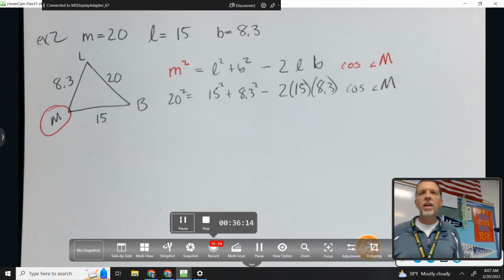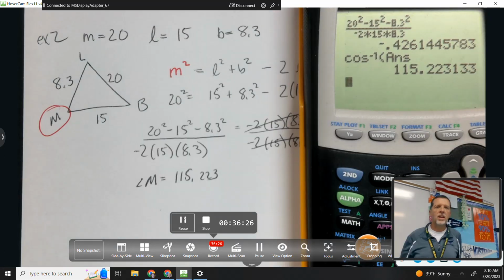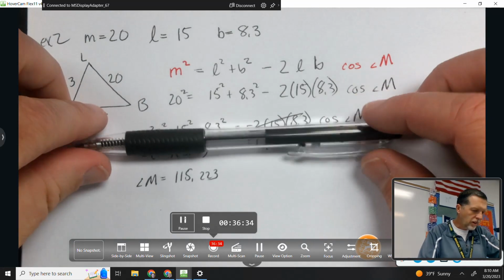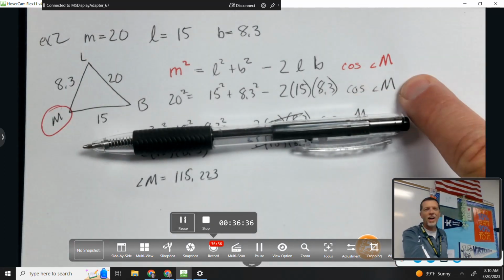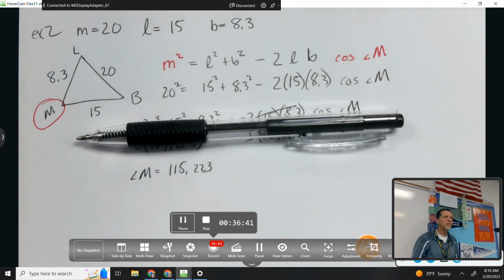Alright, algebra. I'm going to press pause. You see if you can find angle M from there. So you got a couple of algebra steps and then an inverse cosine at the end. Okay, just move things around. Go to the calculator. A lot of you aren't going to show any of that stuff. Like, it'd be nice if you'd show that, so at least I know what you're working with. But after that, many of you are going to go to the calculator, and the next thing I'm going to see is angle M equals 115.223, and that's fine. I don't need to see everything.